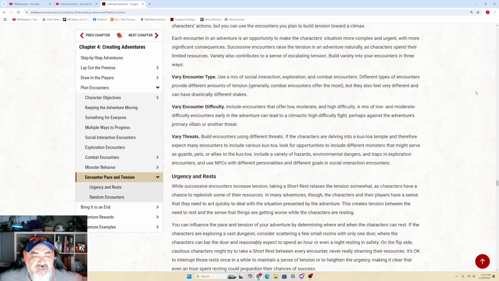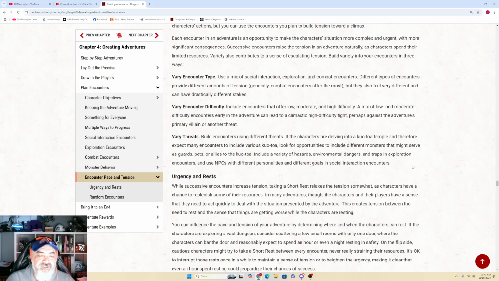Vary the threats. Build encounters using different threats. If the characters are delving into a Kuo-toa temple and therefore expect many encounters to include various Kuo-toa, look for opportunities to include different monsters that might serve as guards, pets, or allies to the Kuo-toa. Include a variety of hazards, environmental dangers, and traps in exploration encounters, and use NPCs with different personalities and different goals in social interaction encounters.